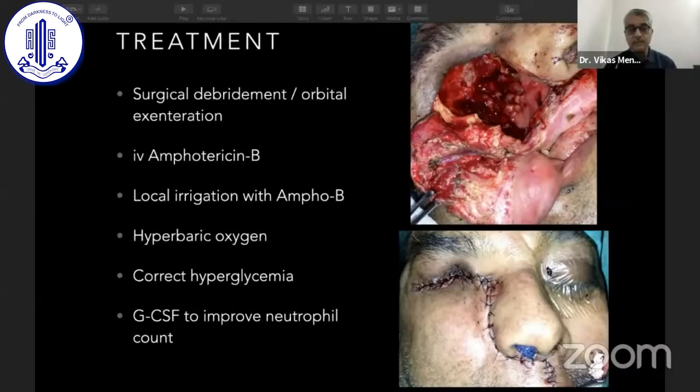And most often, if the problem is not responding well to amphotericin B, then you should not wait too long and you should go in. Also, local irrigation with amphotericin B has been recommended. Hyperbaric oxygen, etc., are other supportive factors which you need to consider. Obviously, needless to say, diabetes has to be kept under control.